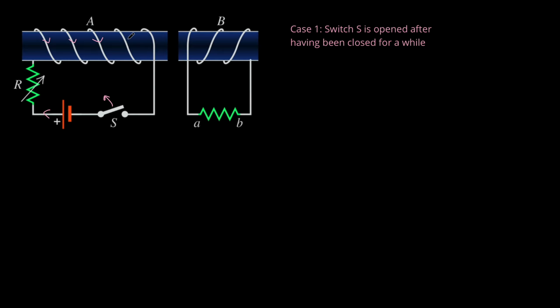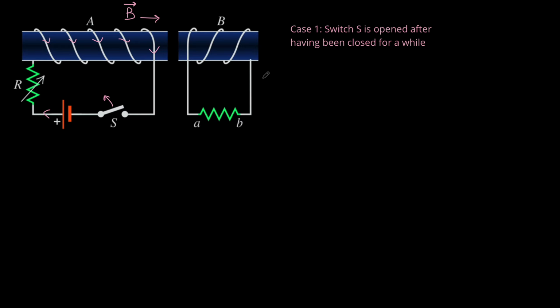opened looks like this. Using the right hand rule, let's determine the direction of the magnetic field created by coil A while the switch was closed. Curl your fingers in the direction of the current. Your thumb points in the direction of the magnetic field. So while the switch was closed, there was an existing magnetic field pointing to the right. Now when we open the switch, that magnetic field goes to 0.